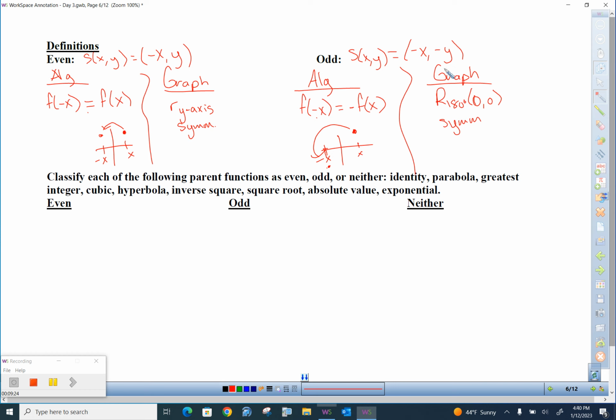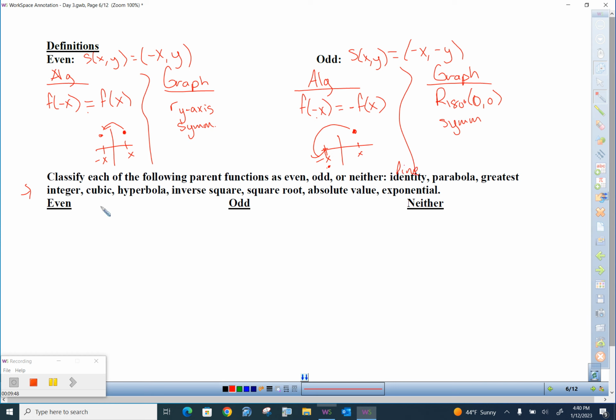So I left this up here. This is on the back side of your sheet, but I wanted it up here on the same screen so that you could answer the next questions. It says classify our parent functions as even, odd, or neither by thinking about their graphs. Remember, identity is another word for line. Think about the parent function of a line.